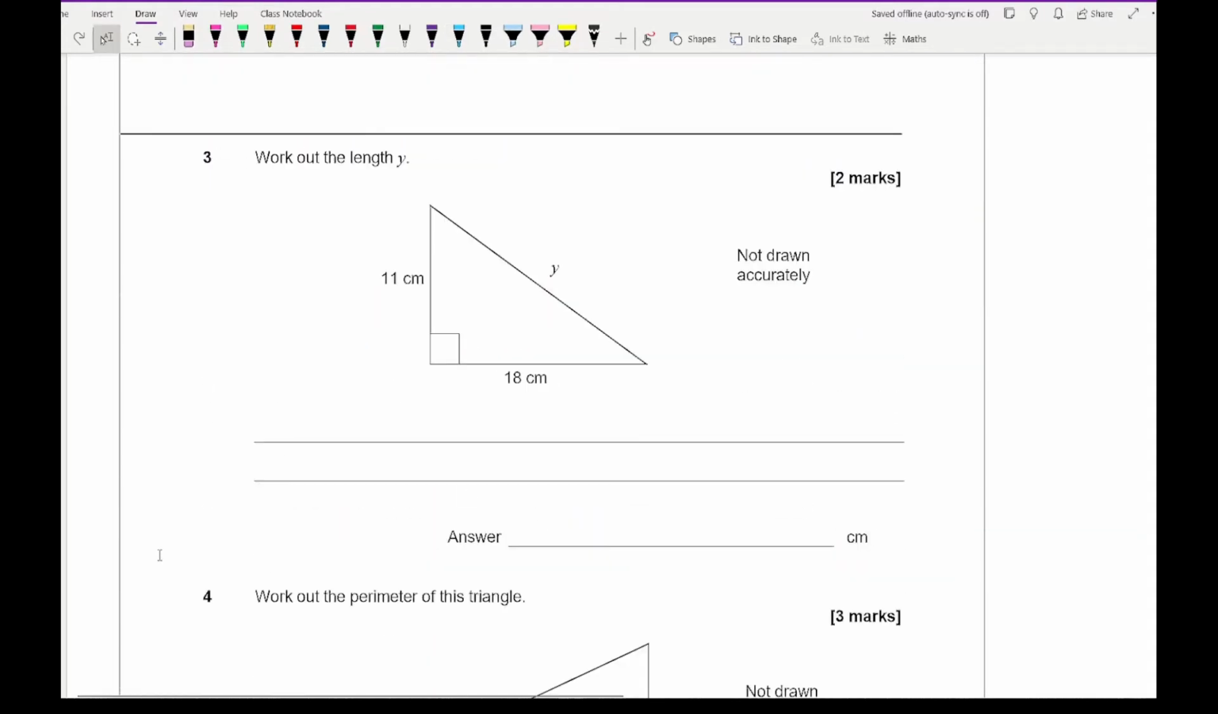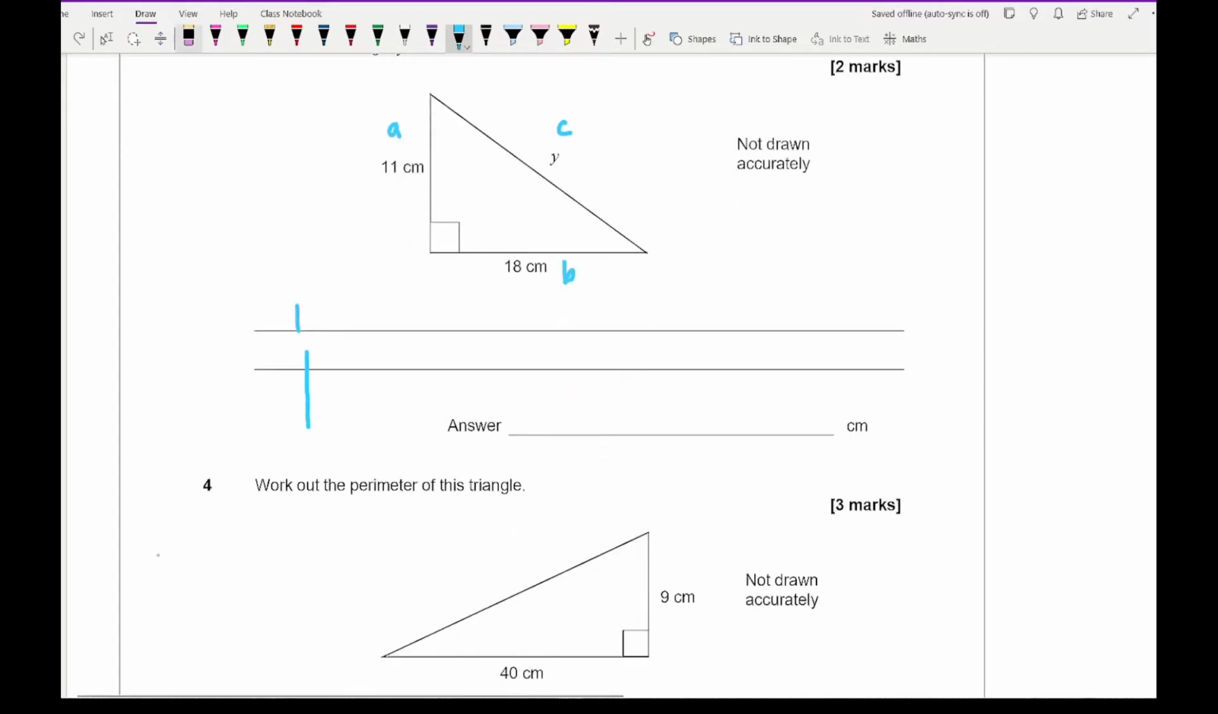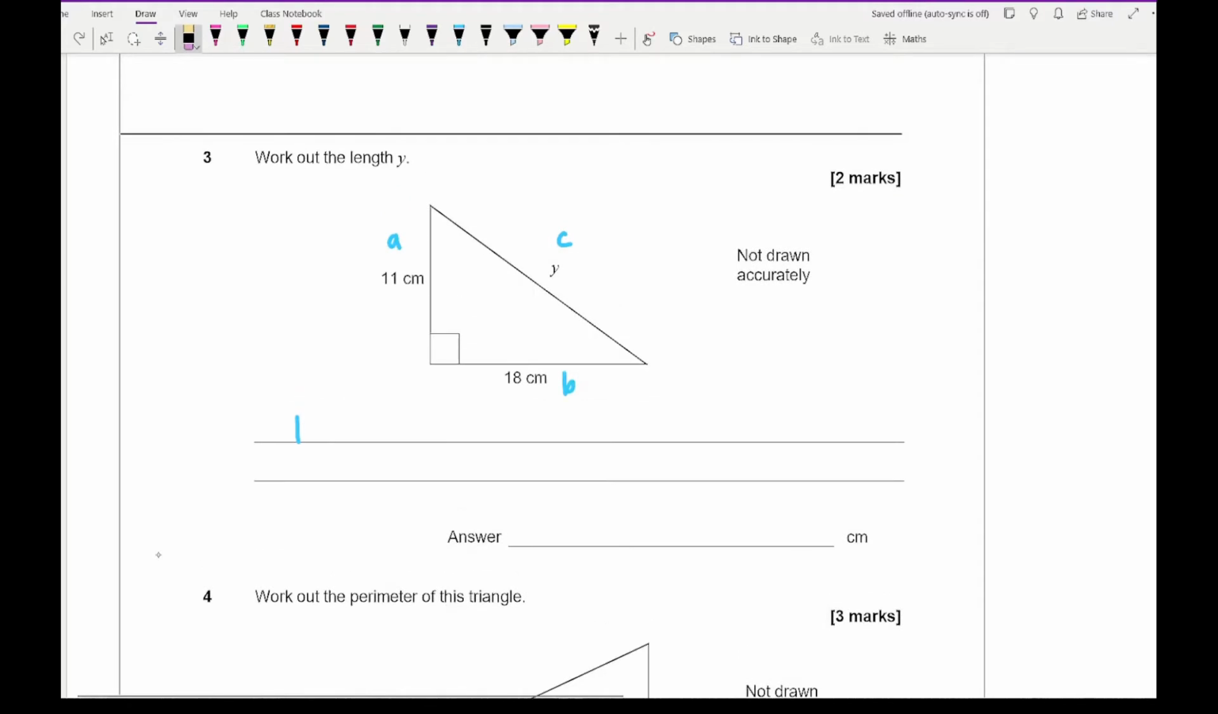Moving on to question 3, again we've got to just do basic Pythagoras. Here we're trying to find the longer side, so that's c. And when we're trying to find the long side, we square both numbers and we add. So it's 11 squared plus 18 squared equals y squared. And working that all out, we get that y squared equals 445. So y equals the square root of 445, which in exact form I could leave it as that.